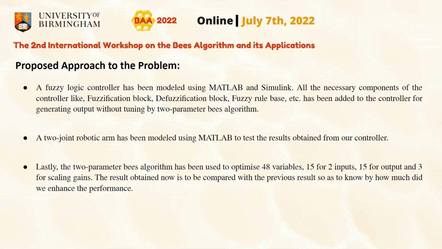In this part, there will be 48 variables which will be optimized. 3 are the scaling gains, 15 are for the 2 inputs that we are taking for the controller, and 15 for the output. And after getting the results, we'll comparatively evaluate whether the performance of the robotic arm has enhanced or not.